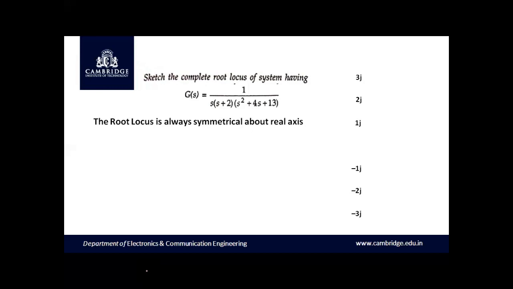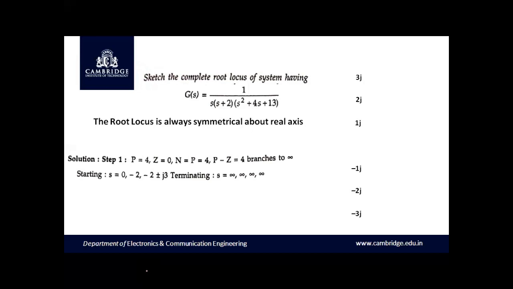Let us construct the root locus by following the steps. Step 1 is to get the general information about the number of open loop poles or zeros and the number of branches from the given G(s)H(s).